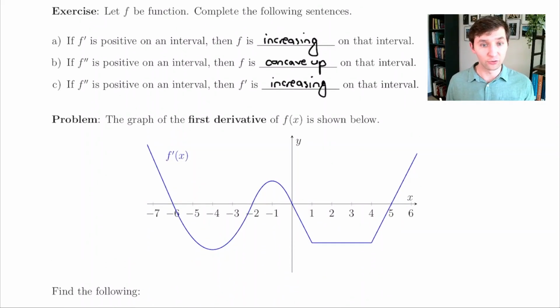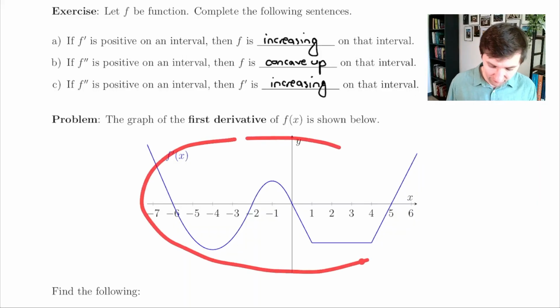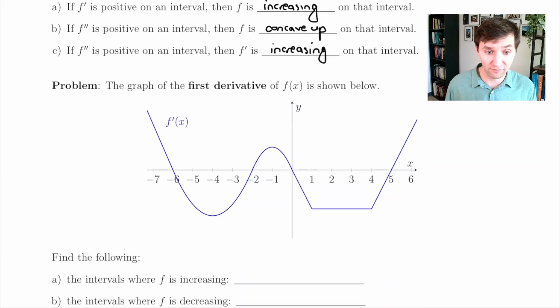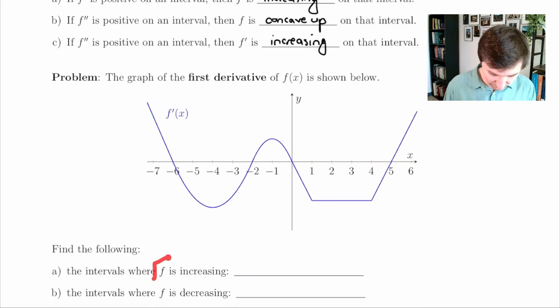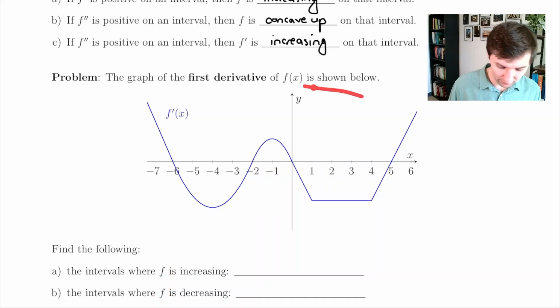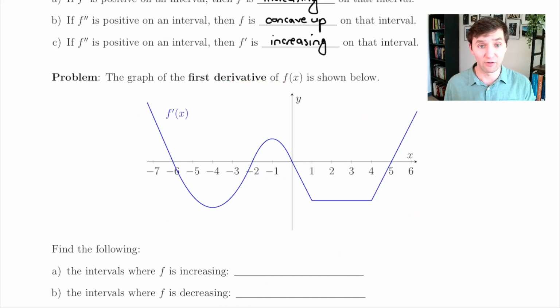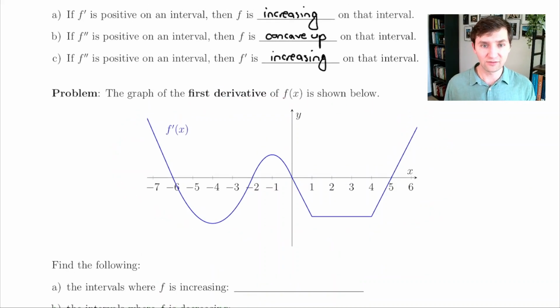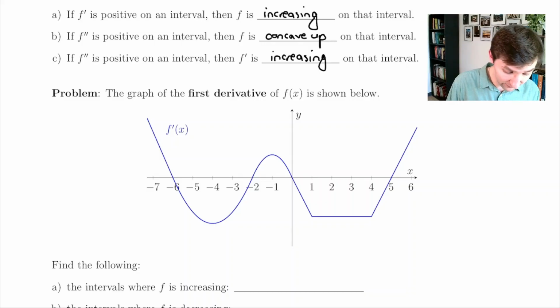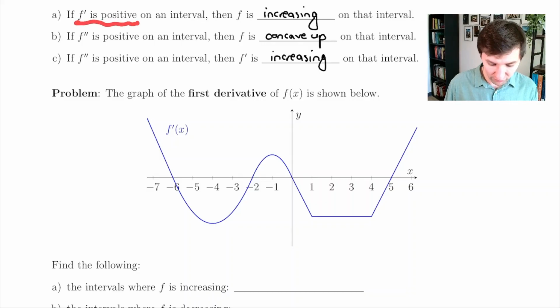Now we are ready to use a graph of a derivative to determine information about the original function. In the problem below, we are given the graph of the first derivative, and we must first find the intervals where the original function, which we don't see, is increasing, and the intervals where f is decreasing. Remember, this is not the graph of f, this is the graph of f prime. Thanks to the first exercise, we know that when the derivative is positive, the original function is increasing. Let us find places where the derivative is positive then.